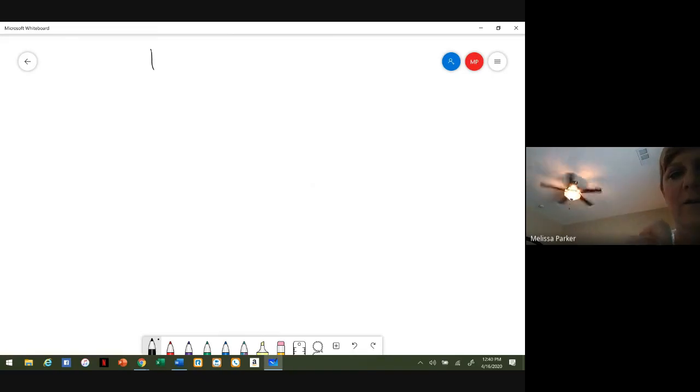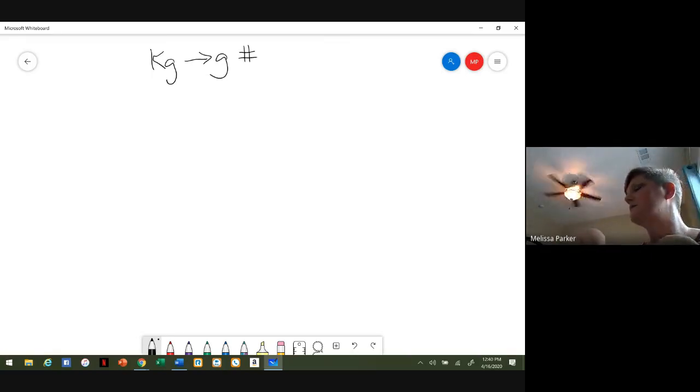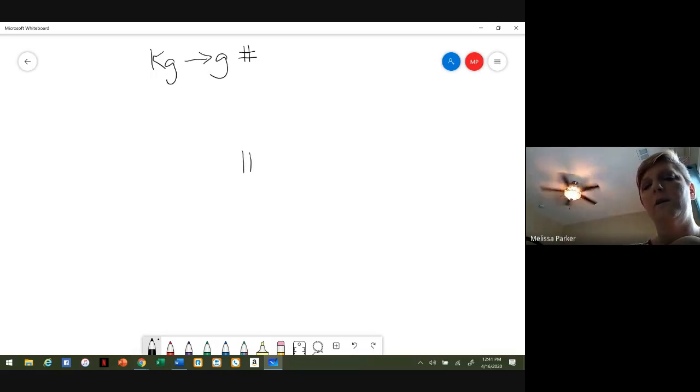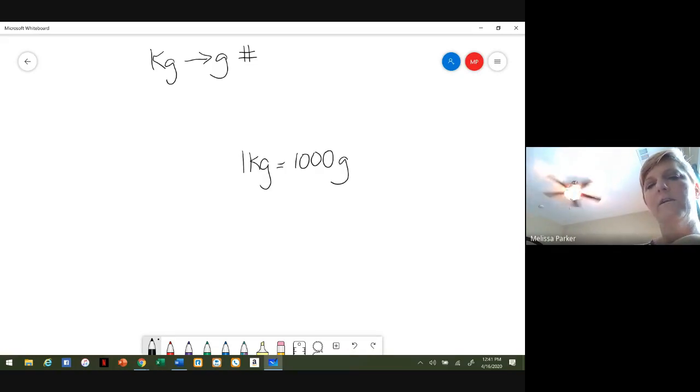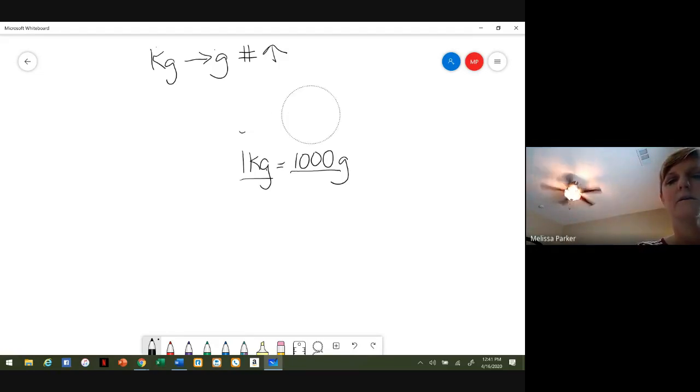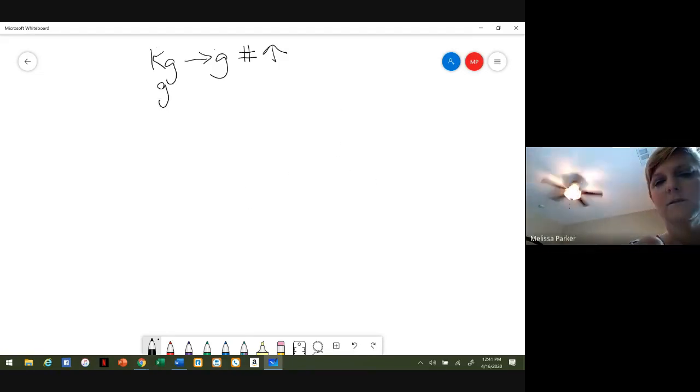Okay. So if I'm going from kilograms to grams, is my number going to get smaller or bigger? If you think about it, 1 kilogram is equal to 1,000 grams. So if I have 2 kilograms and I want to know how many grams that is, I know it's going to be bigger than this number because there's 1,000 grams in 1 kilogram. If I'm going from kilograms to grams, the number should get bigger. Because if I have 2 kilograms, that means I have 2,000 grams.